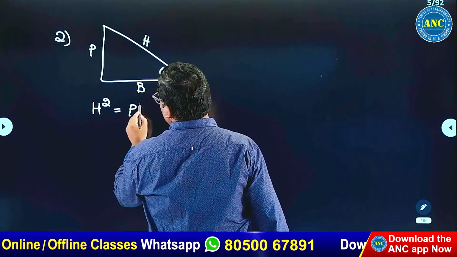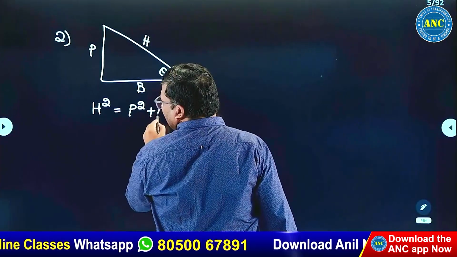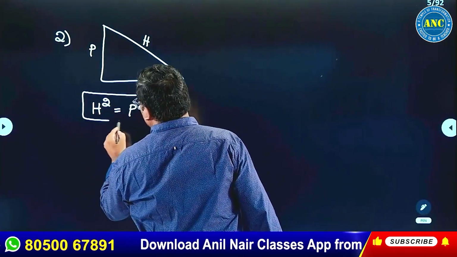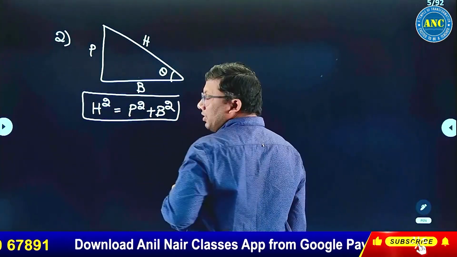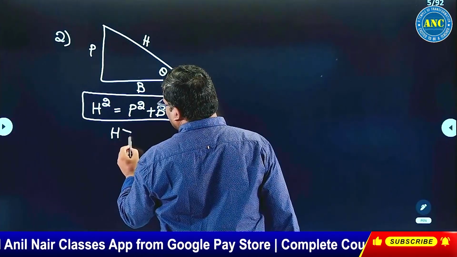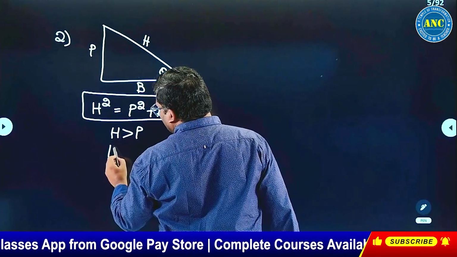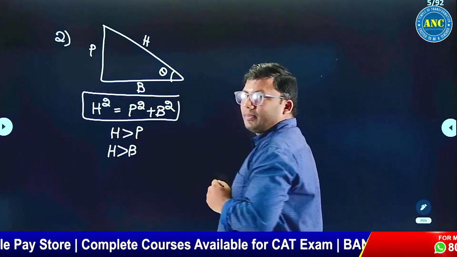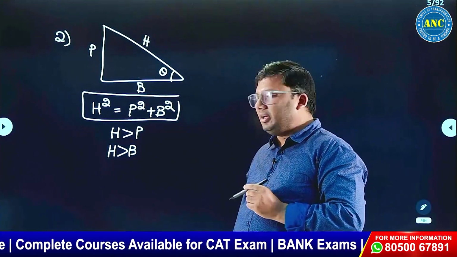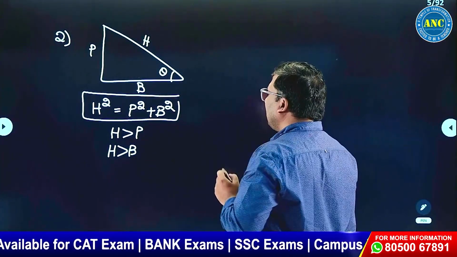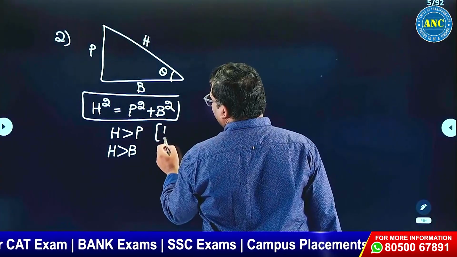Hypotenuse whole square is equivalent to perpendicular square plus base square. H square is equivalent to P square plus B square. Hypotenuse is always greater than perpendicular. Hypotenuse is always greater than base. H is greater than P, H is greater than B. This is Pythagorean theorem. Very important theorem.